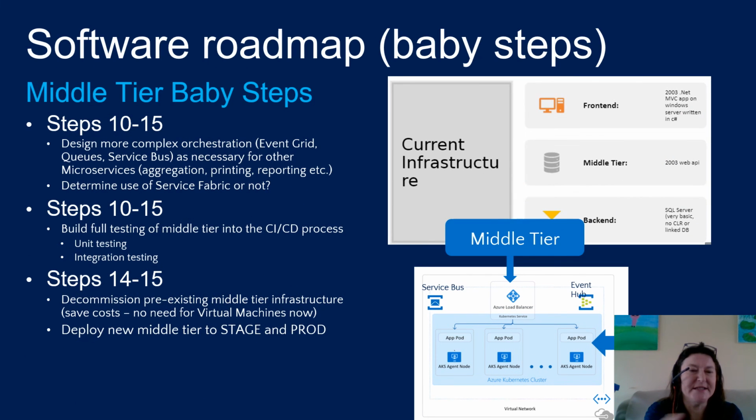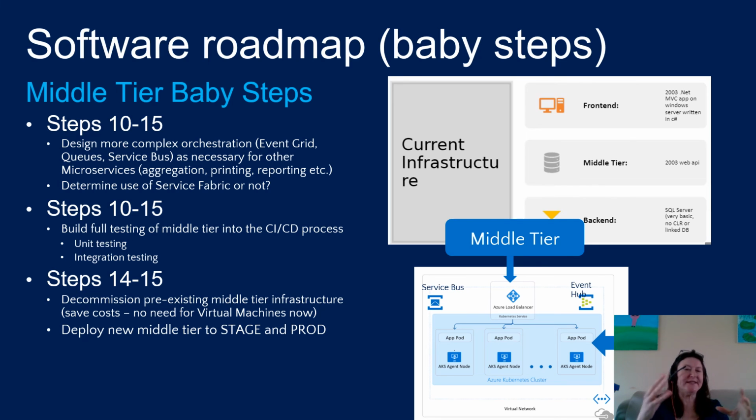Once the layer of microservices is created, then you can decide whether you want to do any sort of extra complex orchestration like event grids and queues and service buses and decoupling via queues and things like that. You might also want to create aggregating microservices, so microservices that call other microservices to aggregate information and create printing or reporting functionality that goes across many microservices, for example. You might want to use something like Service Fabric and so on. So there's those kind of decisions, but these can come in later steps.